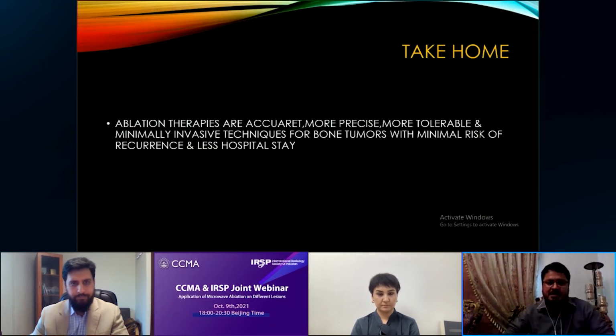So the take-home message is very clear that ablation therapies are accurate, more precise, more tolerable, and minimally invasive techniques for bone tumor with minimal risk of recurrence and less hospital stay.